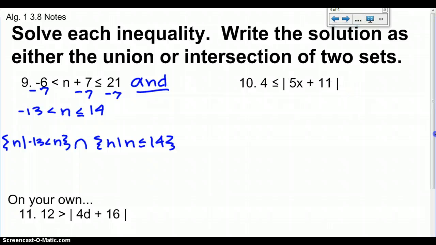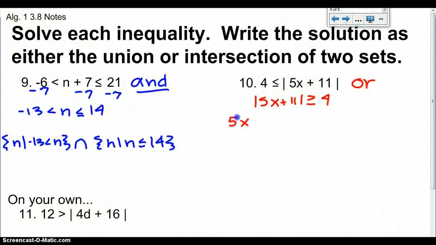For number 10, I think it's going to help us to figure out if it's and or or if we switch it to be 5x plus 11 is greater than or equal to 4. When you try to figure out if it's and or or, greater or less than, the variable has to be on the left-hand side. So now we know it is a greater, so it's an or. That's the first thing we need to do. And then we need to split this up.